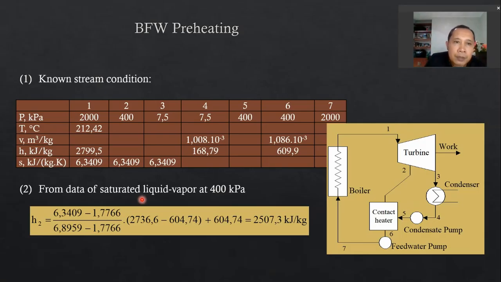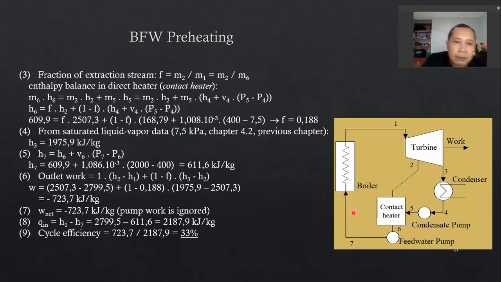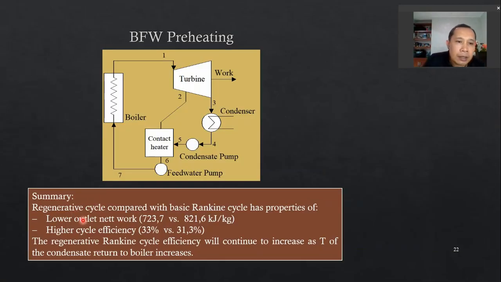Again, you can prove that by following the calculation here. Any measure that can increase the temperature of boiler feed water before it comes into the boiler will increase the cycle efficiency. So in summary, the regenerative cycle compared to the basic Rankine cycle has lower outlet net work and higher cycle efficiency. And the regenerative Rankine cycle efficiency will continue to increase as the temperature at point 7 can be increased. Again, anything that can increase boiler feed water temperature closer to its saturation temperature will be good for the cycle.